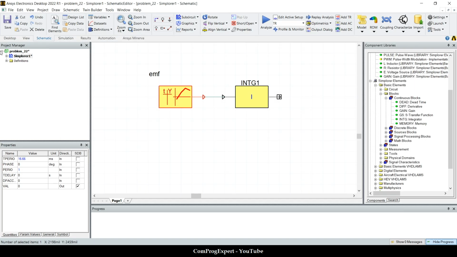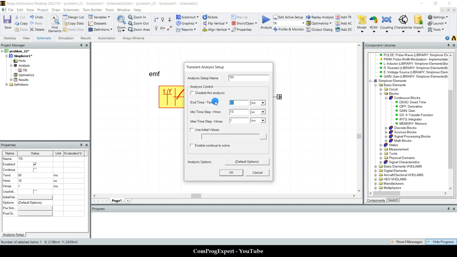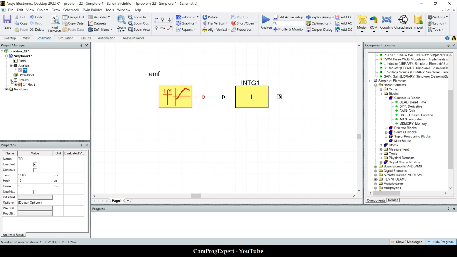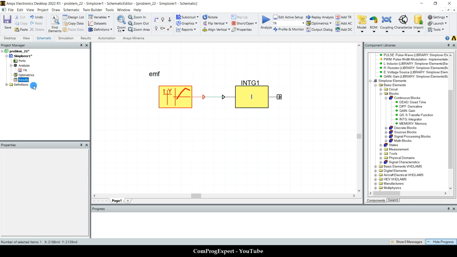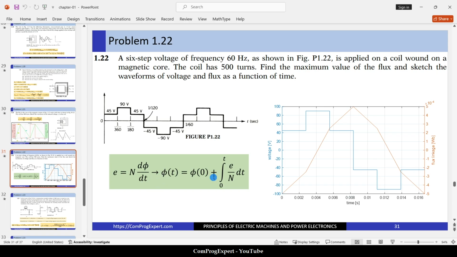So yes, let's set the calculation time. This one, minimum time step 10 microsecond, maximum 1 millisecond. So now we can calculate this integral. Here we should divide this function by the number of terms. The number of terms is equal to 500.